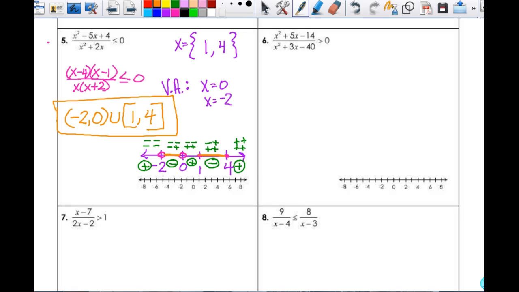Any questions? All right. I want you to work on number 6. Go ahead and get it factored. Work through the x's, the asymptotes. Just work through the whole thing. I'll start writing it up here in a minute, but I don't want you to even look at mine until you've got yours done, unless you're stuck and you have a question. You good?